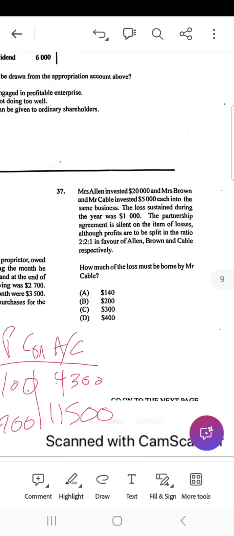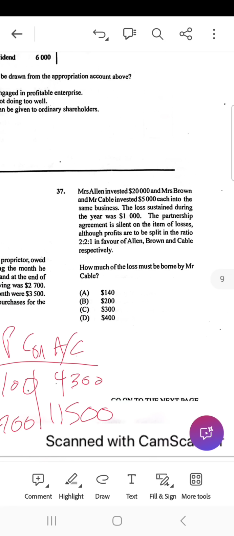Number 37. Mrs. Allen invested $20,000, and Mrs. Brown and Mr. Cable $5,000 each into a business. The loss sustained was $1,000. The partnership is silent on how losses are shared but profits are split at a ratio of 2 to 2 to 1 in favor of Allen, Brown, and Cable. How much of the loss should Cable get?